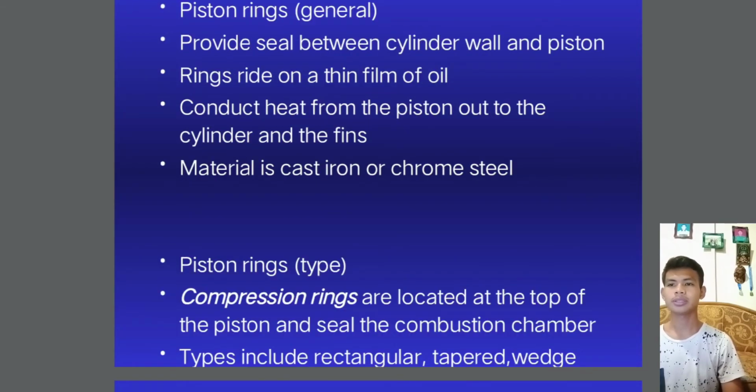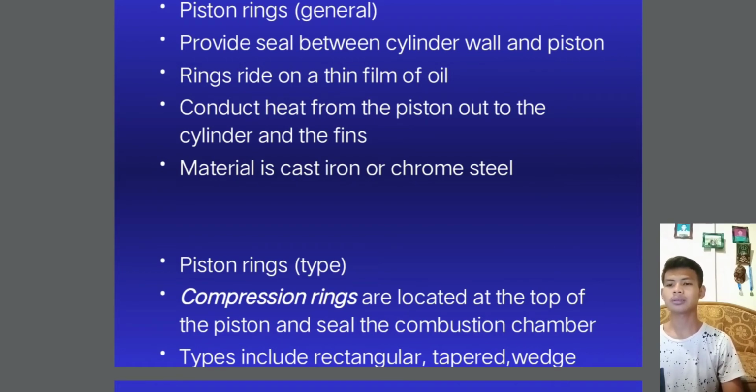Piston ring generally provides a seal between the cylinder wall and piston. The ring rides on a thin film of oil. It conducts heat from the piston out through the cylinder and the fins. Material is cast iron and or chrome steel.